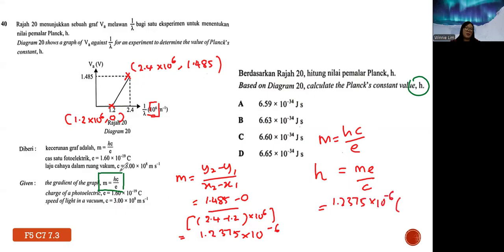And then what is e? e is given here, the charge of an electron, 1.6 times 10 power of negative 19, then divide by 3 times 10 power 8. So substitute everything into the equation. You are supposed to get 6.6 times 10 power negative 34. So your answer is C. So don't guess. Just follow the given information and you can get the answer.